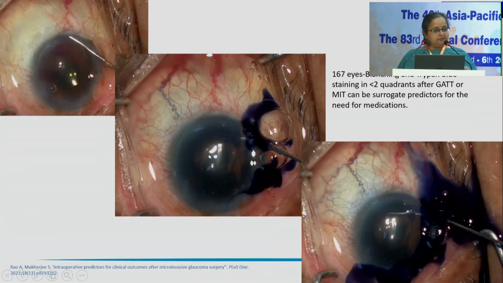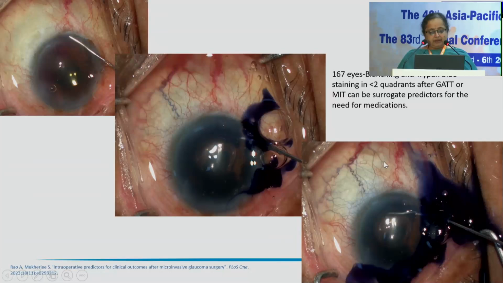But I went one step further to see whether I can see what veins are draining into the area where I have excised the TM. So you can see now I inject trypan blue, the normal trypan blue that we use for staining the capsule. When we do that under the air bubble, you can see such a large area of blanching, almost 3 clock hours. But what lights up initially is only one large superficial episcleral vein. So it's hard to believe that such a large area is being drained by one vein.